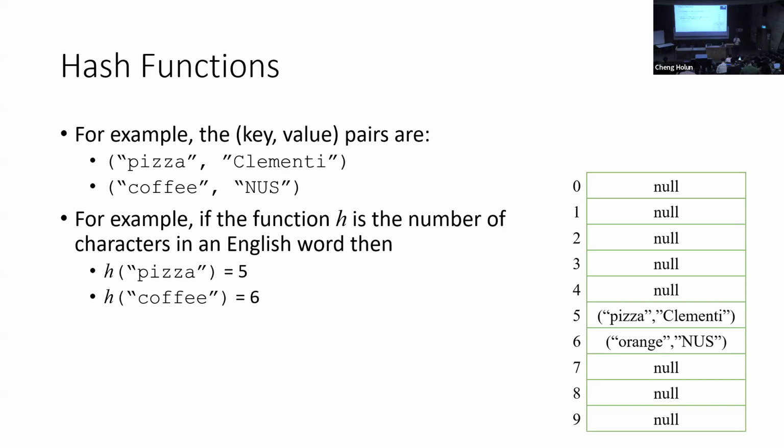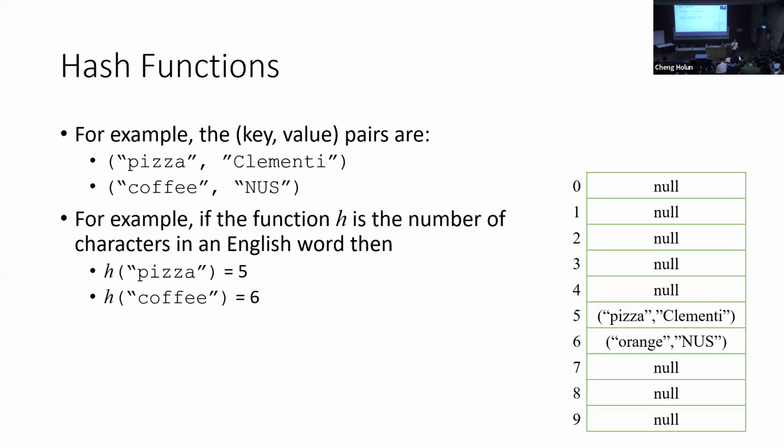And now, without knowing the table, I ask you, where is the pizza? You don't know the hash table, right? Then I put pizza into the hash function, and we know that it is 5. Then I go to the table to find slot 5. Oh, slot 5 is pizza Clementi. So that's why we have that there.